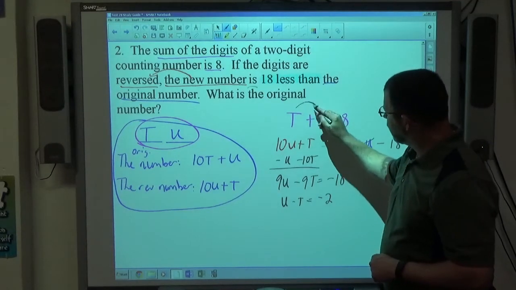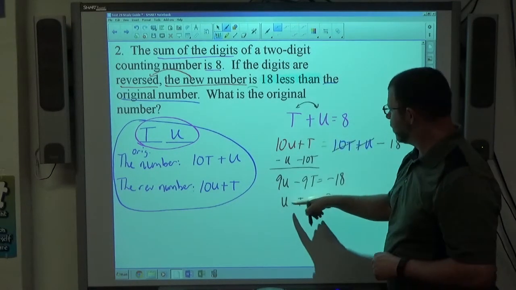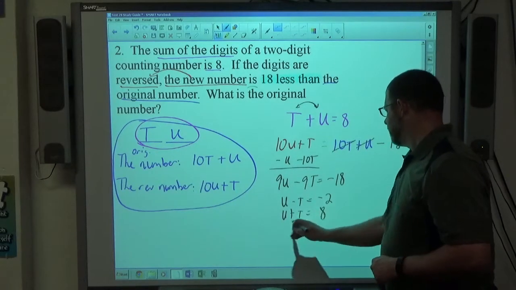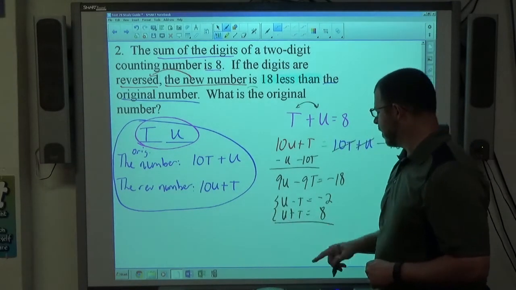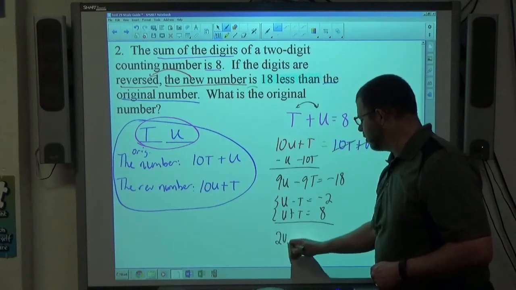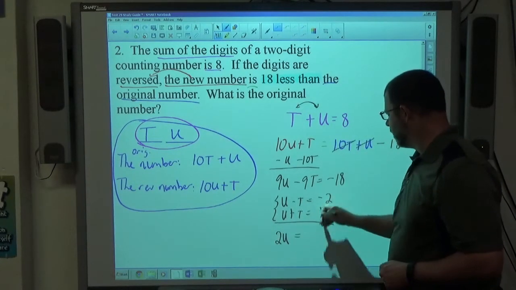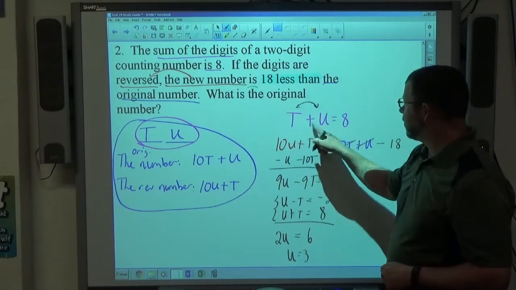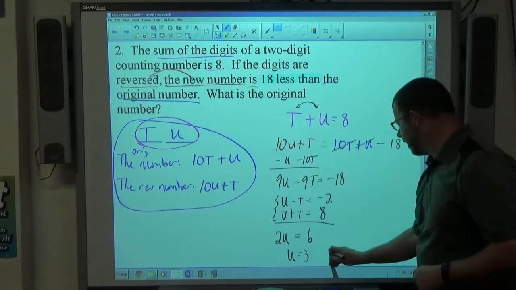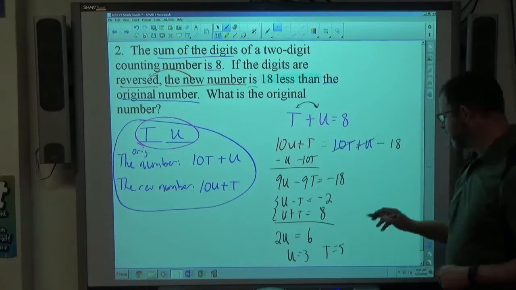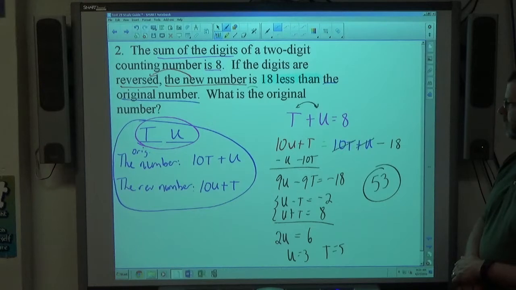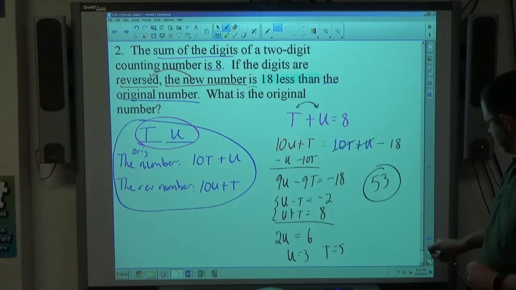If I swap the position of these two letters, so they line up with these, this is going to be u plus t is equal to 8. And just like that, we've got a really simple system of equations. U plus u is 2u, negative and positive t cancel, negative 2 plus 8 is 6, so u must equal 3. The digits add up to 8, 3 plus 5 is equal to 8, so t must equal 5, so we get 53 as the number, which is what they're asking for.